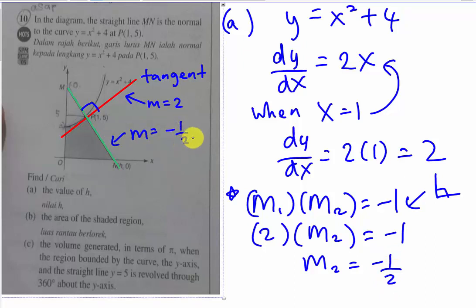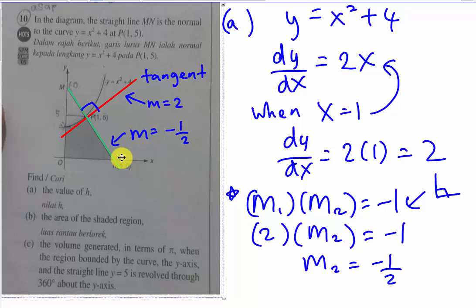If you want to know whether two lines are perpendicular or not, it's very simple: just multiply this gradient by that gradient. If it equals -1, these two lines are perpendicular. Then of course part a asks you to find the value of h. To find h, you need the equation of this normal line. After that, you make y equals 0 to find the x-intercept.